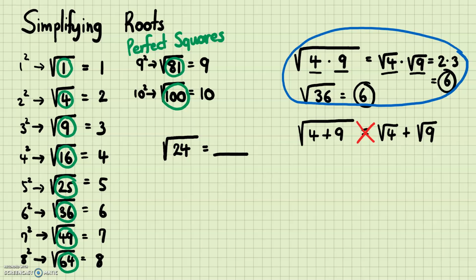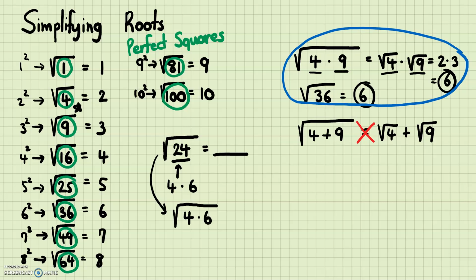Okay, so using this property of roots, let's try and simplify square root of 24. Now, 24 itself is not a perfect square. But is there a perfect square inside 24? By perfect square, again, I mean the numbers I've circled in green here. And you'll notice that inside 24, there's a 4, right? 4 is a perfect square. There's a 4 and a 6, right? So you can rewrite the square root of 24 as the square root of 4 times 6.